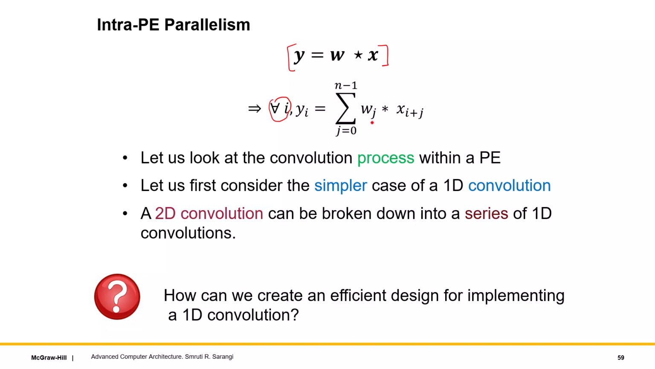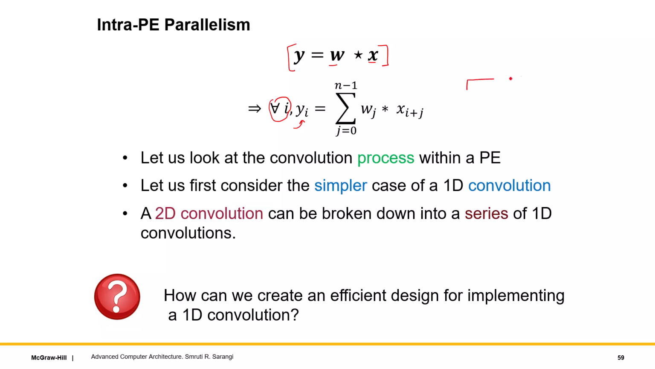So I basically, for every filter weight from the 0th to the n minus 1th filter weight, I multiply with x i plus j, where this and this are one dimensional arrays. And with that I get y i. Of course, towards the end you need to take care of halo pixels and so on. So we have seen that.